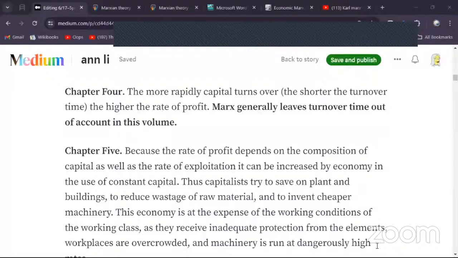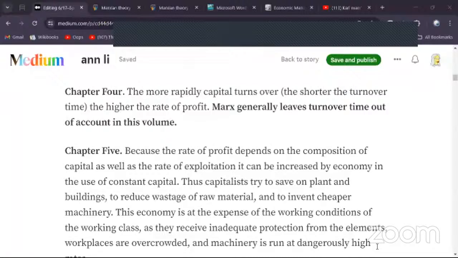So it is measured by going through this cycle or circuit. Marx is not the inventor of the idea of circuits of capital, but he's trying to use it in a way that makes it intelligible to his primary audience, that is, working class folks. The idea is that workers can figure out, oh, that's why I'm being worked to death, or my children are being worked to death. You see why that is important. But Marx generally leaves turnover time out of account in this volume.